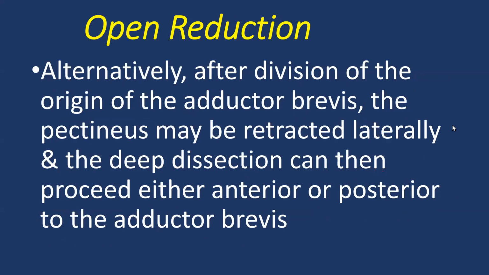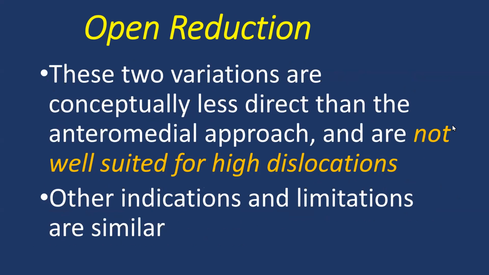Alternatively, after division of the origin of the adductor brevis, the pectineus may be retracted laterally, and the deep dissection can then proceed either anteriorly or posteriorly to the adductor brevis. These two variations are conceptually less direct than the anteromedial approach and are not well suited for high dislocation. Other indications and limitations are similar.